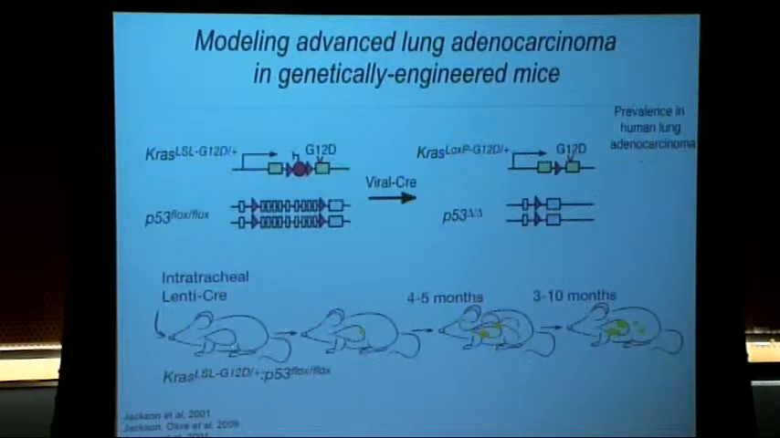And in this case, we use viruses that carry Cre, adenoviruses or lentiviruses. The animals inhale the virus, which then infects cells throughout the lung. When they infect the proper cell, RAS gets activated, P53 gets inactivated, and that initiates tumor formation. Animals will develop primary tumors within about 4 or 5 months in this context, and a few months later they will develop distant metastases. So indeed, we can develop models of this advanced form of human lung cancer and then study it in a variety of ways.